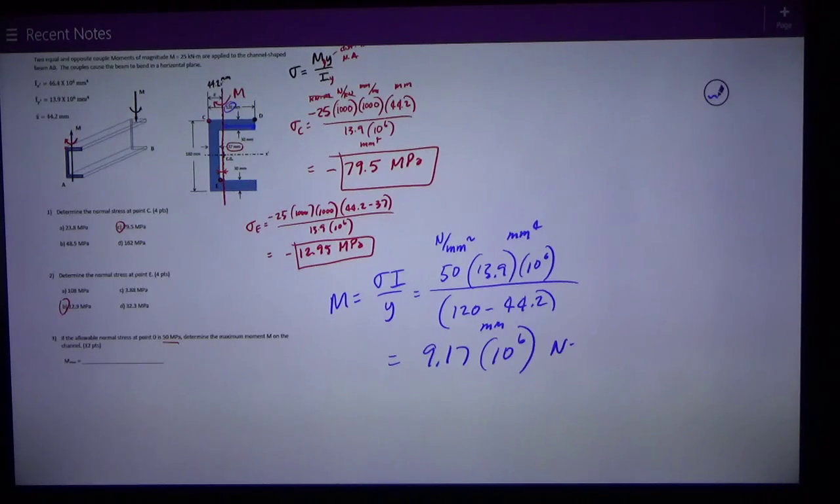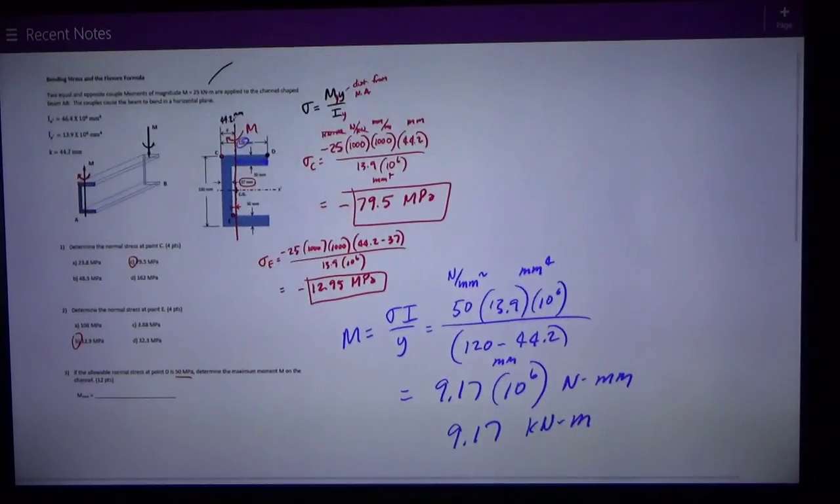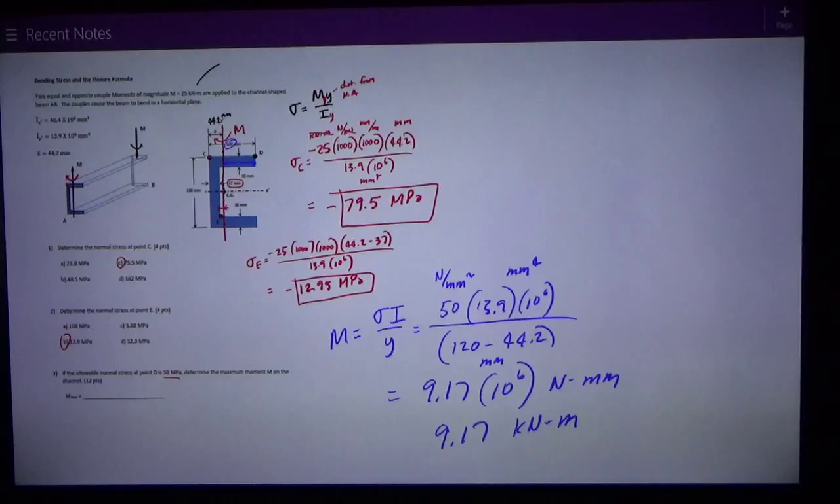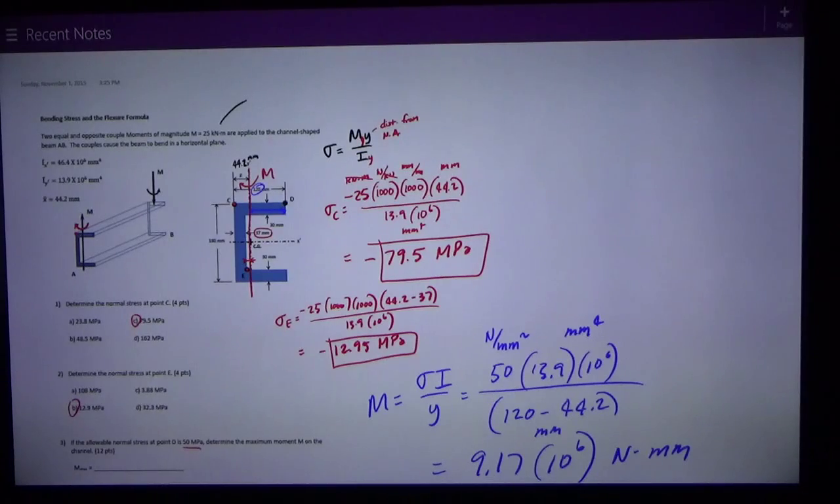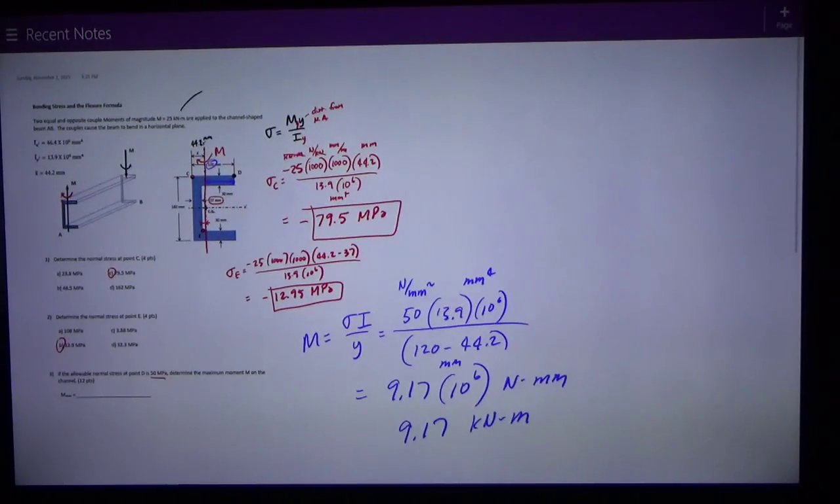That's newton millimeters. And another way of putting it is 9.17 kilonewton meters, which kind of is consistent with my overall problem. I was given a moment of 25 kilonewton meters, and see what the stresses are. Well, they're the same magnitude, or kind of close to that 9.50 megapascals. So this answer makes sense to me.